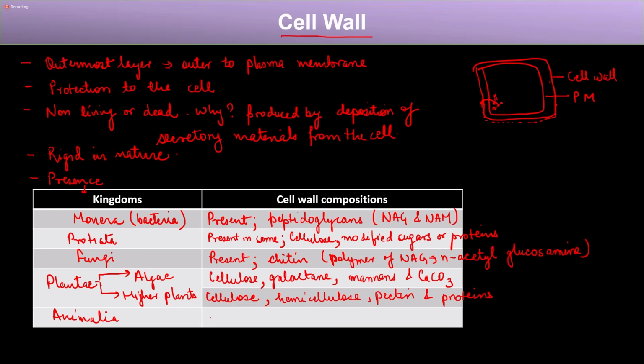Now, if we talk about the Animalia, in the case of Animalia, cell wall is absent, right? Cell wall is absent. So animal cells, the organisms of the Animalia kingdom, do not have a cell wall. Okay, so we saw that the cell wall is present in major 4 kingdoms, out of which in protists, some of the protists have the cell wall while others do not. But in the Monera, fungi, and Plantae, all the organisms have a cell wall.